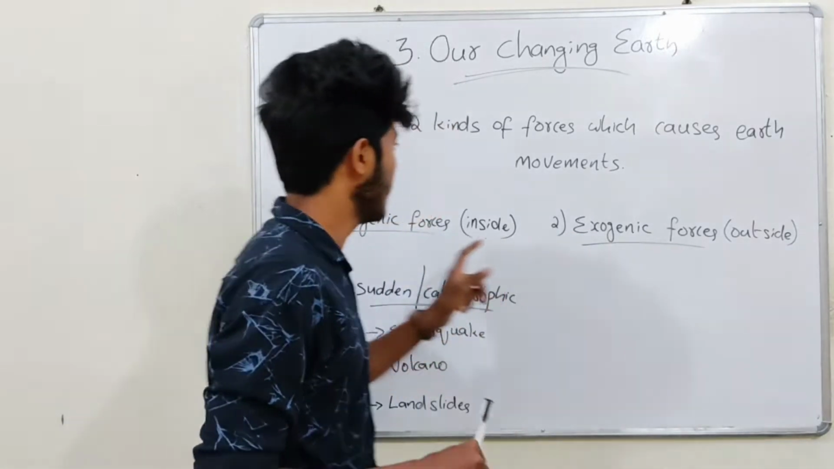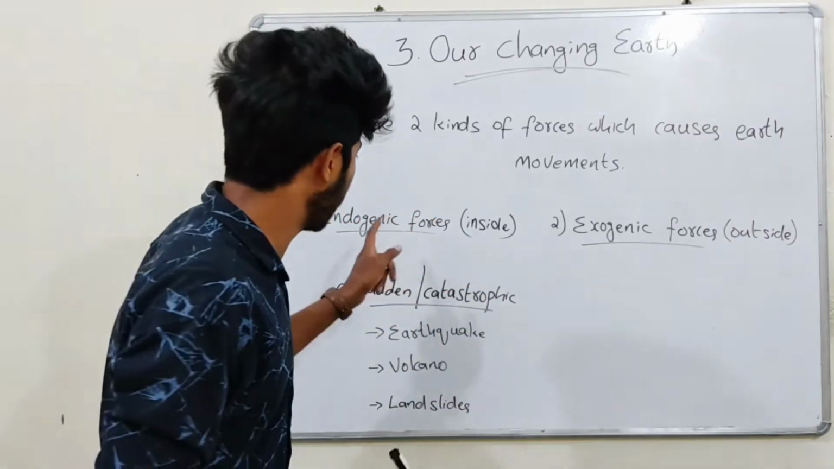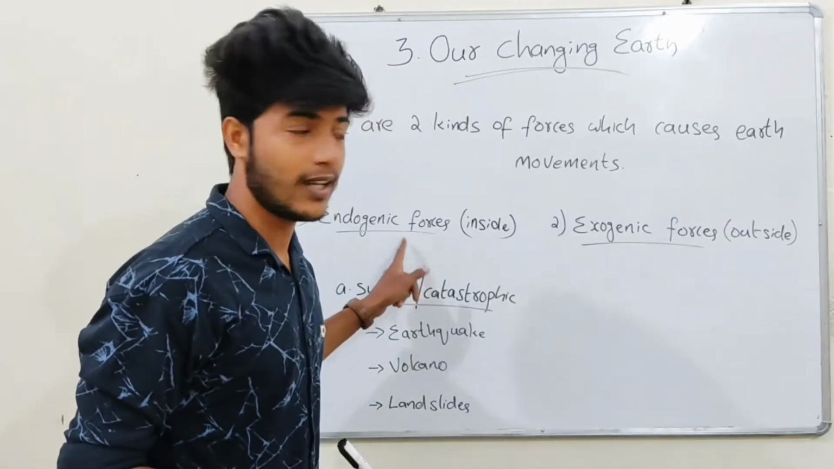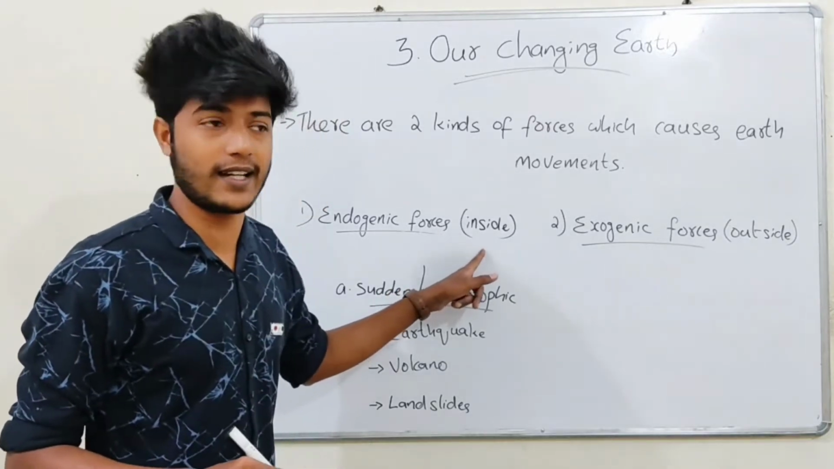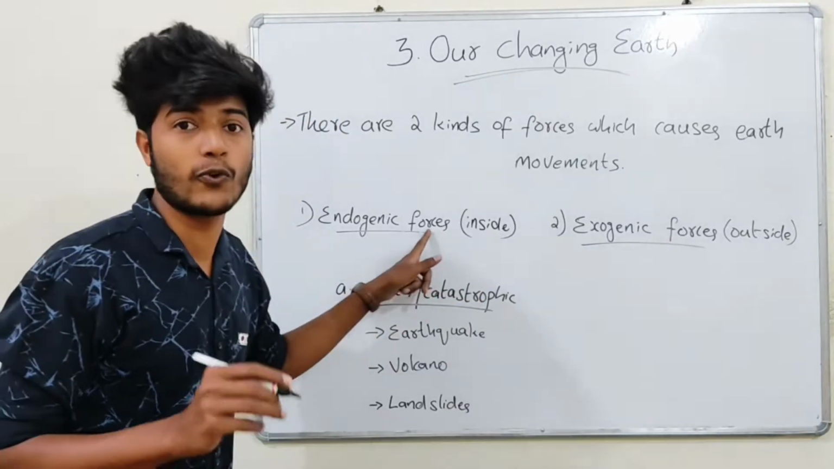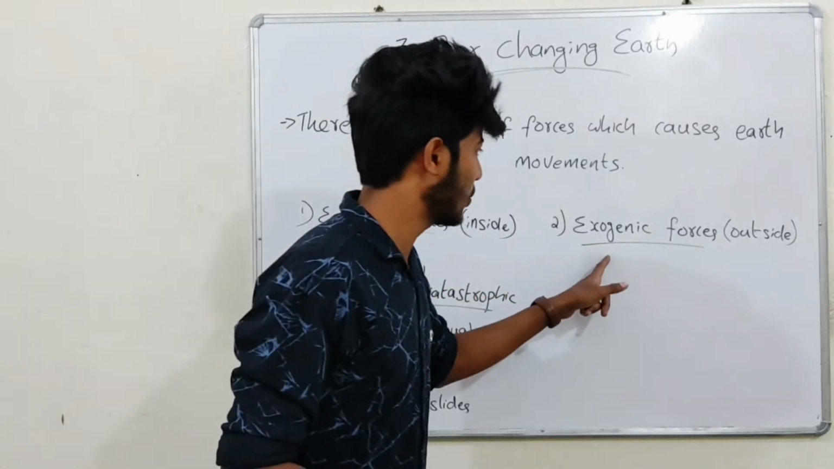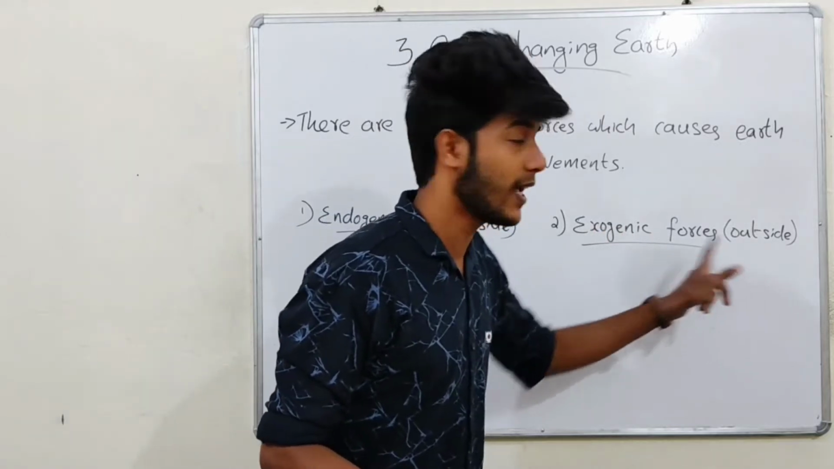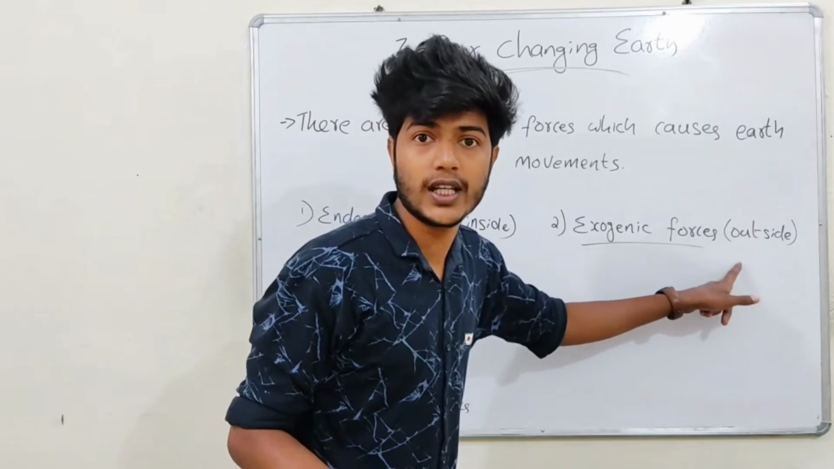Now listen, there are two kinds of forces which cause Earth movements. The first one is endogenic forces. Endo means inside. So endogenic forces are the forces inside the Earth. And exogenic forces, exo means outside. Exogenic forces are the forces which are outside the Earth.